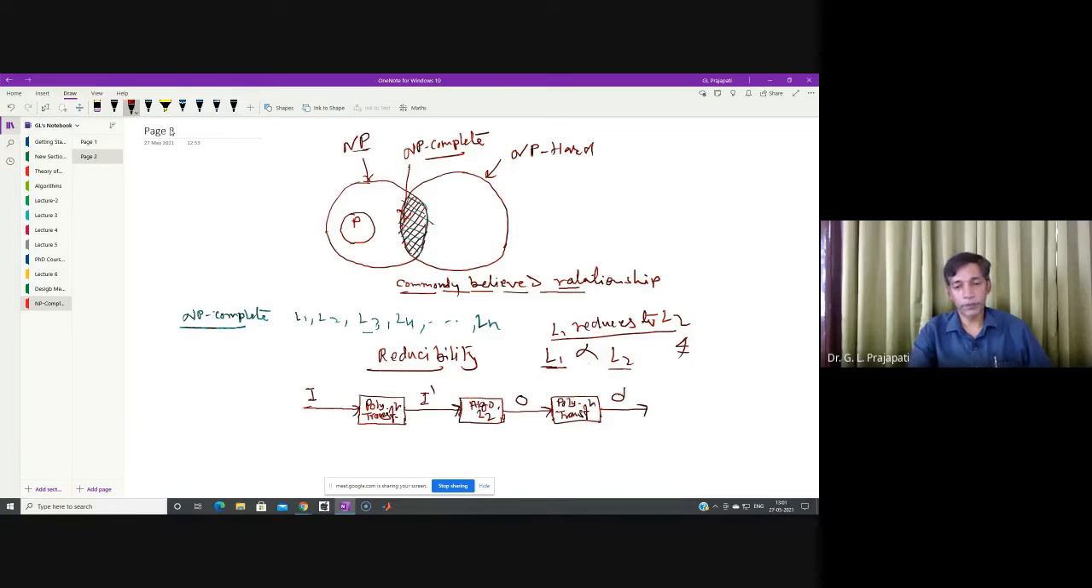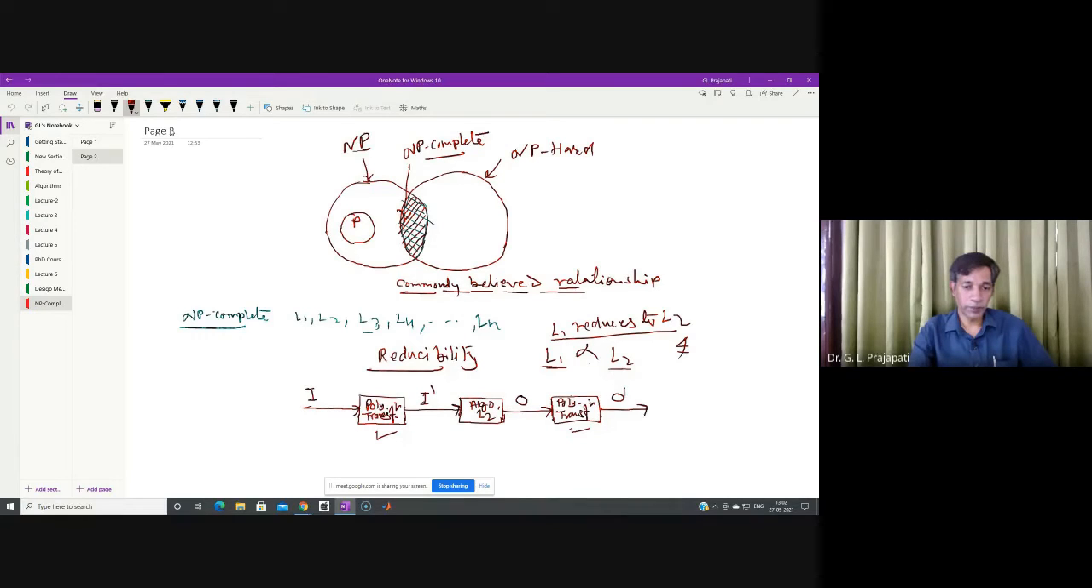So this polynomial time transformation means you have to determine a deterministic polynomial time algorithm which can transform the instance of L1 into the instance of L2. And also, once it produces the output, you need to determine a deterministic polynomial time algorithm which can transform the output of algorithm L2 into the form of the output of the algorithm L1. If you can find these two algorithms which run in deterministic polynomial time, then you can say that L1 reduces to L2.